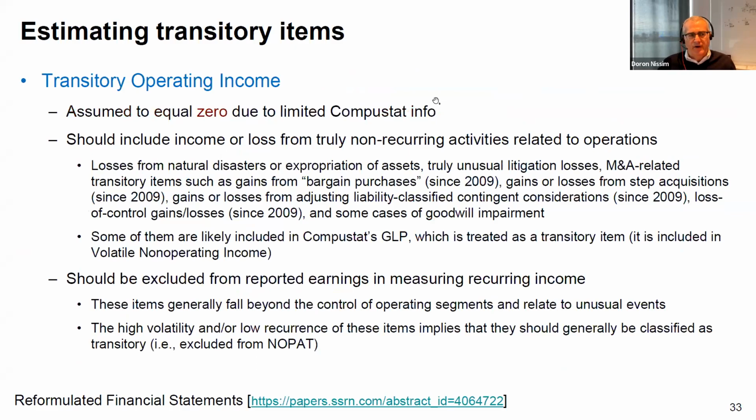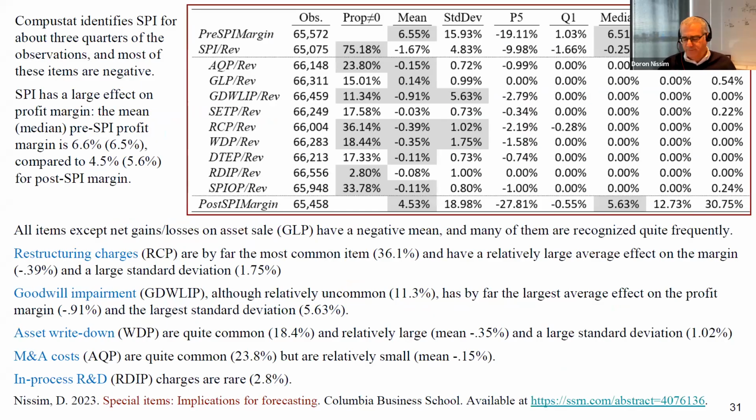There are 9 types of items that CompuStat identifies. So goodwill impairment is not common, only 11% of the time. But when you have it, it's huge. So in terms of economic significance, this is the most significant one.